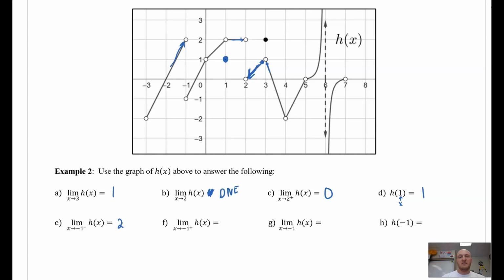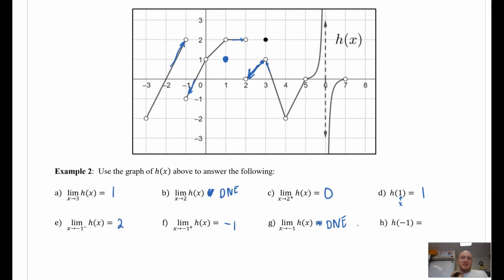Now they want the limit of h of x as x approaches negative 1 from the right. Well, as I go from the right, we're going down to negative 1. Okay, and then now it says, well, what's the limit as x approaches negative 1 of h of x? Well, they're not equal, so this limit does not exist. D and E.